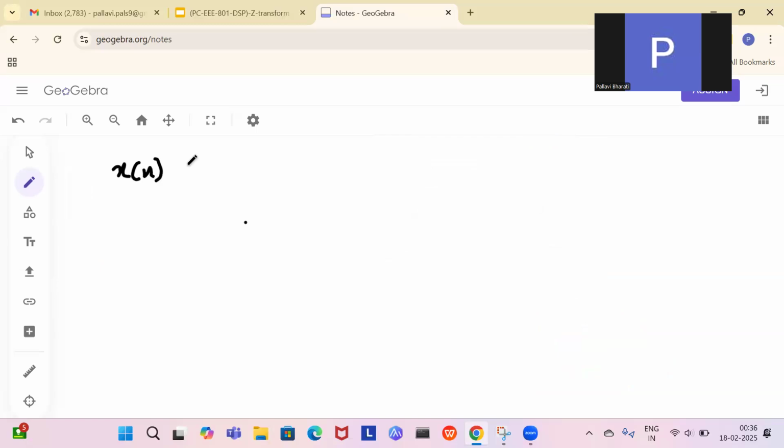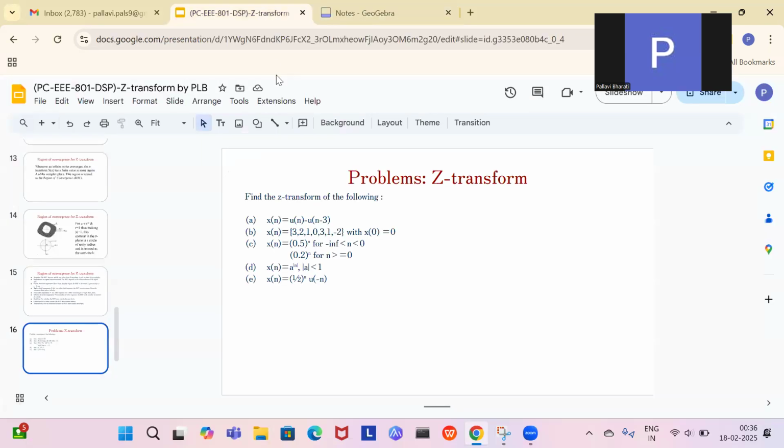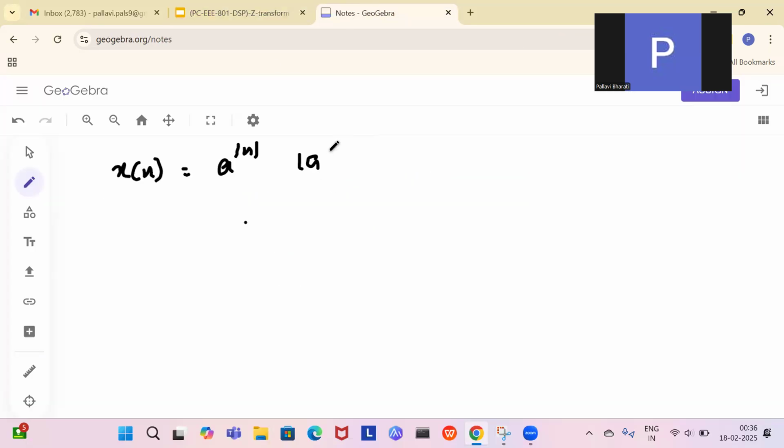x of n equals a raised to the power of mod n, where mod a is less than 1. That means the value of a is from -1 to 1, that is, -1 is less than a is less than 1. Okay, that means this value is ranging from -1 to 1, so it's going to decrease. So it is a converging sequence. Okay, finally we need to find out the X of z.